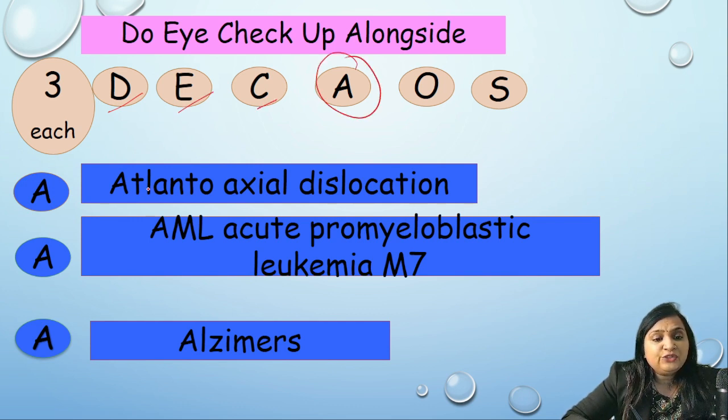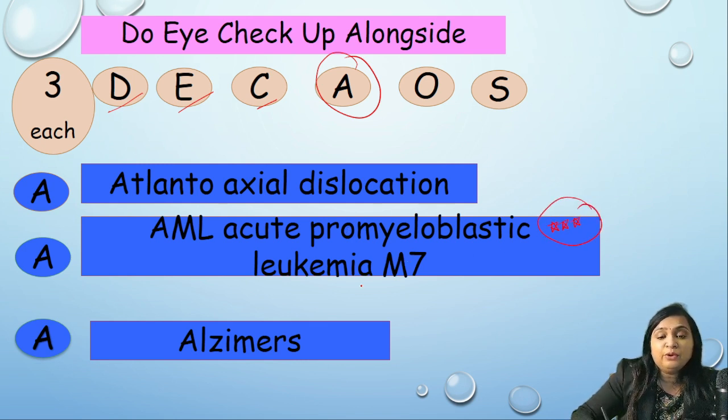A stands for again 3, atlantoaxial dislocation. The second A stands for AML, acute promyeloblastic leukemia M7. This is a very important exam question, which type of leukemia is seen in a patient of Down syndrome. And the last A stands for Alzheimer's.